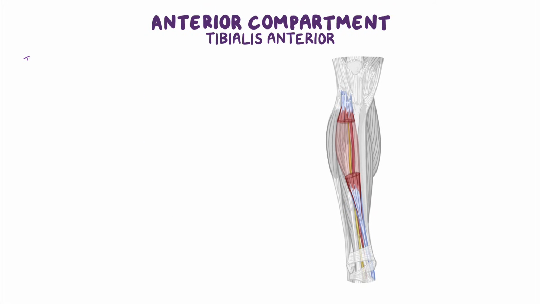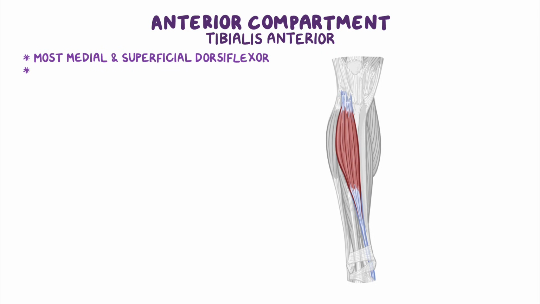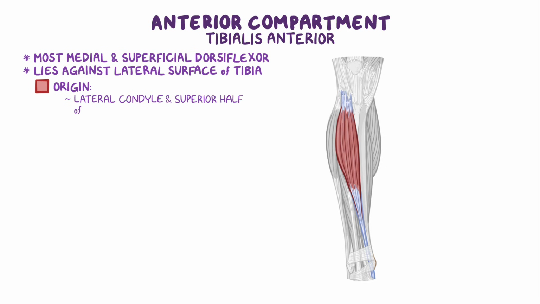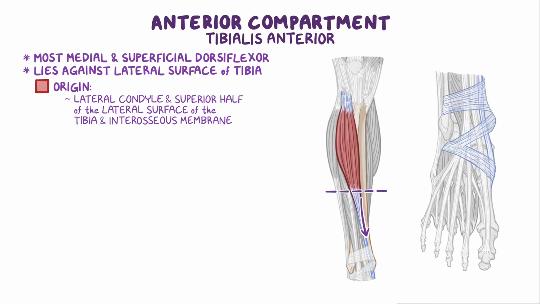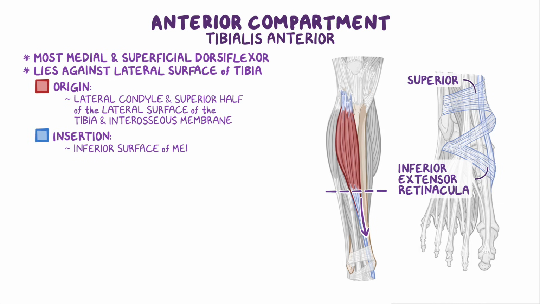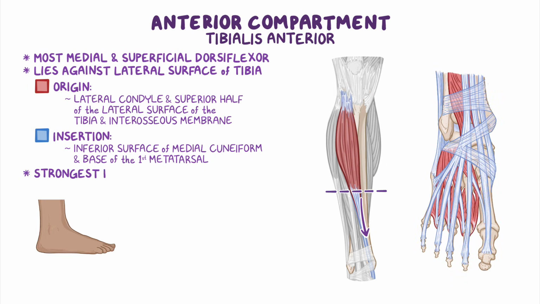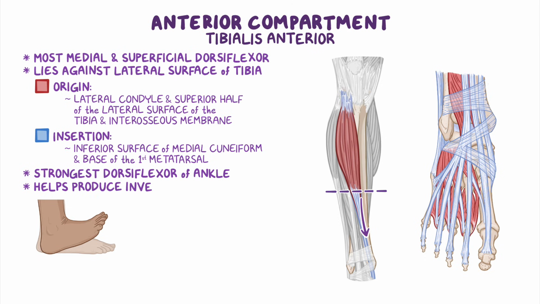The tibialis anterior is the most medial and superficial dorsiflexor, and it lies against the lateral surface of the tibia. It originates on the lateral condyle in the superior half of the lateral surface of the tibia and the interosseous membrane. About halfway down the leg, its muscular fibers are replaced by the muscle's tendon, which continues its descent along the anterior surface of the tibia. It passes deep to the superior and inferior extensor retinacula and inserts to the medial and inferior surfaces of the medial cuneiform and the base of the first metatarsal. The tibialis anterior is the strongest dorsiflexor of the ankle, and it also helps produce inversion, or turning of the sole of the foot inwards.